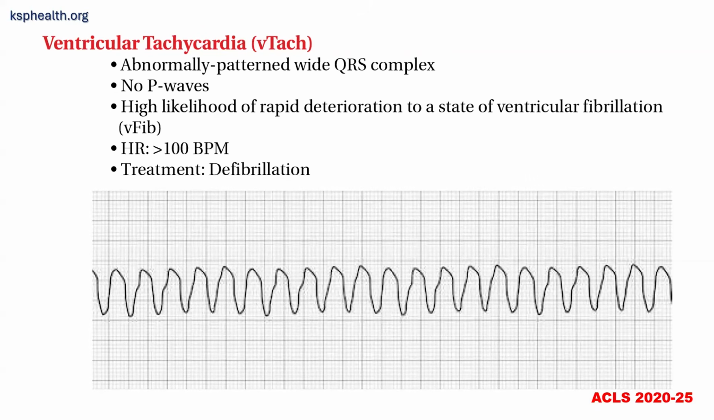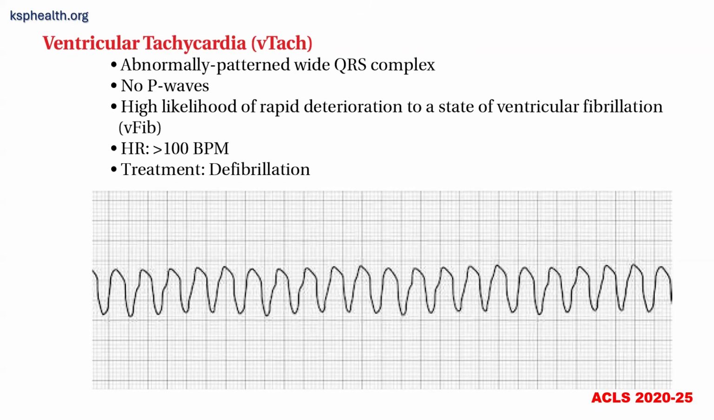Oftentimes you see it in unconscious patients. Abnormally patterned wide QRS complex. No P waves. Purely it is QRS complex. High likelihood of rapid deterioration to a state of ventricular fibrillation. Very important: when you see VTAC, act immediately. The heart rate is often more than 100 beats per minute. Treat with defibrillation.